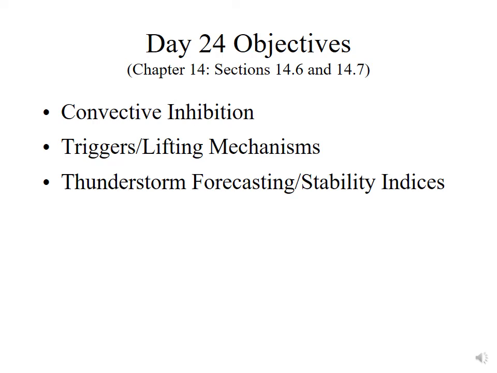We're still working in Stull chapter 14 and we're focusing in on sections 14.6 and 14.7. We'll be looking at convective inhibition, the triggers of convection, talking specifically about the different lifting mechanisms that exist. And then we'll work on thunderstorm forecasting and we'll introduce stability indices and how they can be used for thunderstorm forecasting.